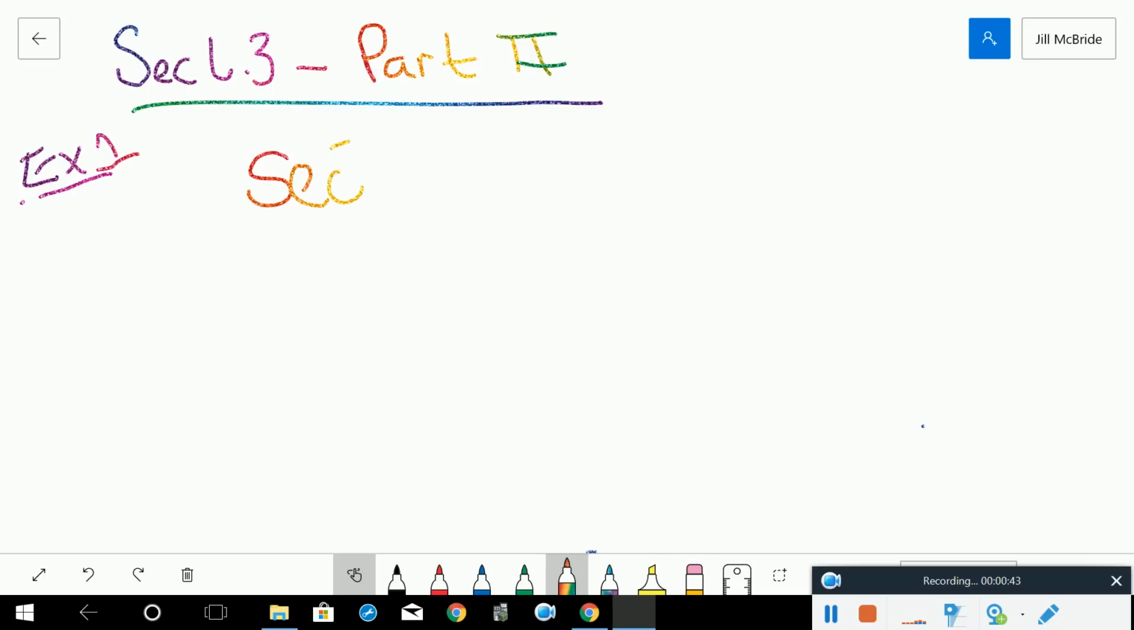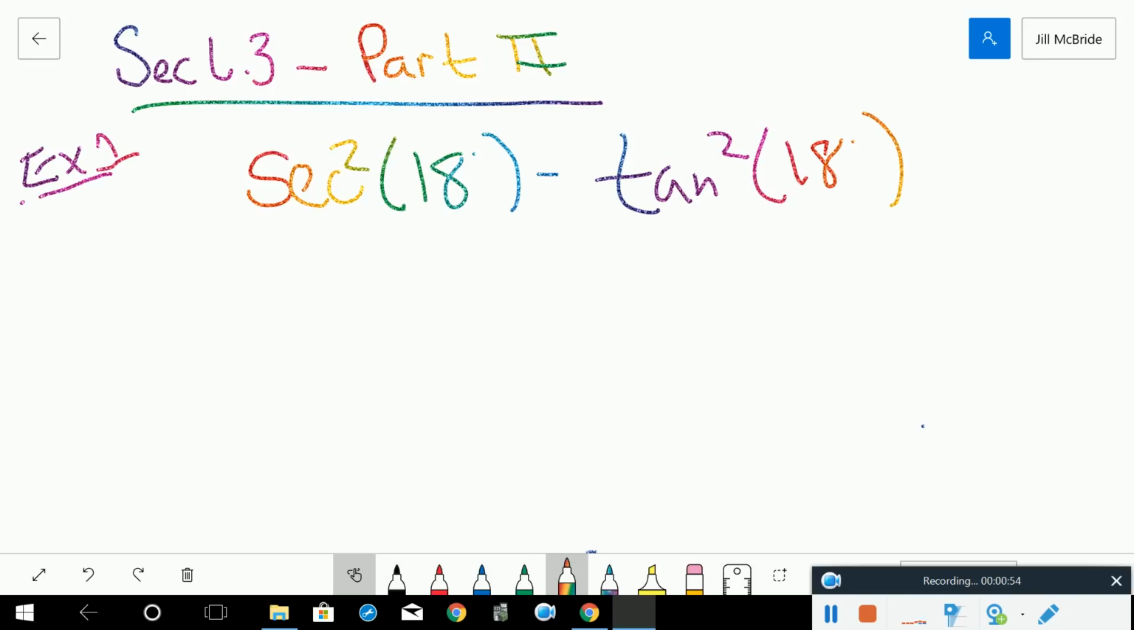What is the secant squared of 18 degrees minus the tangent squared of 18 degrees? Okay. Well, the first thing you'd probably say to me, and I would say without a calculator, is, I don't know what the secant of 18 degrees is. How can I square it? Well, this is where our identities help us out.